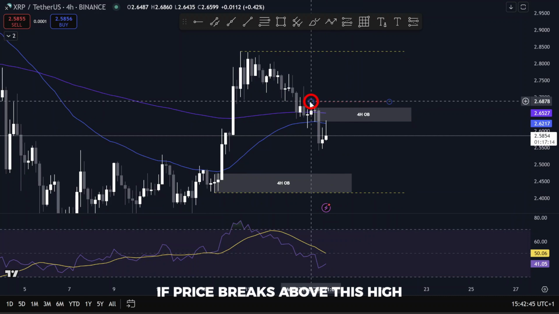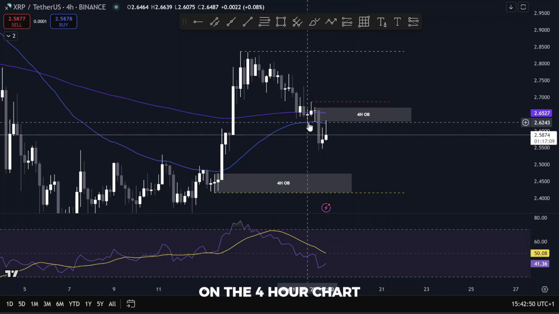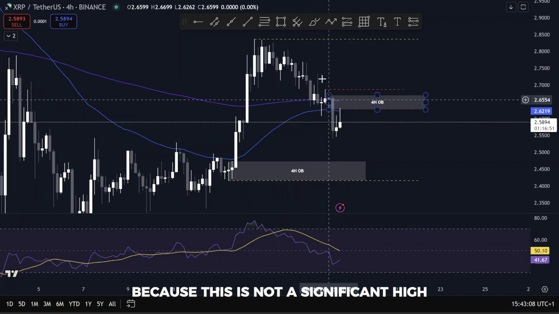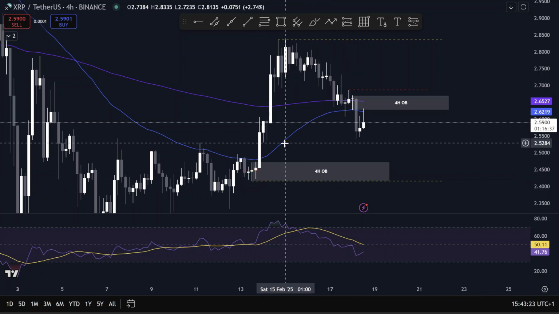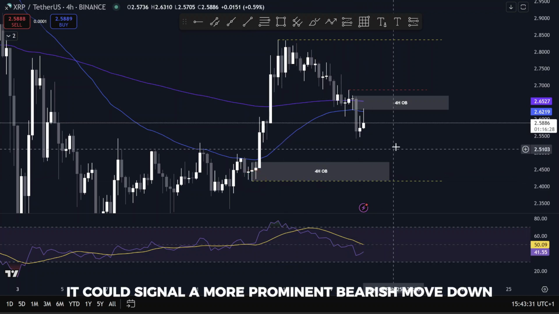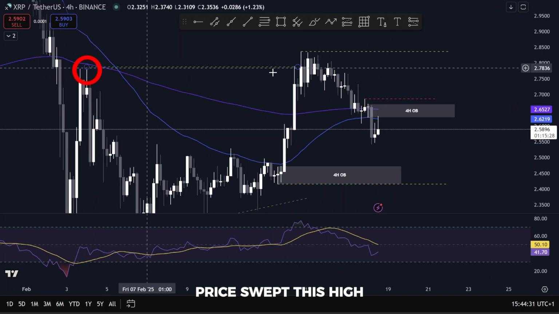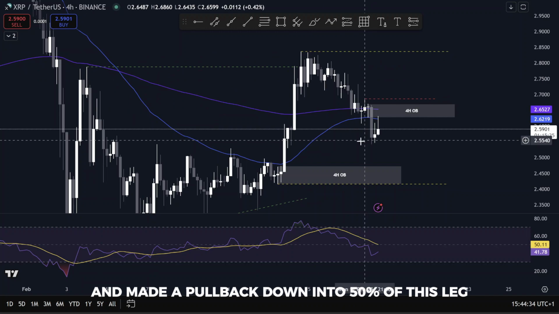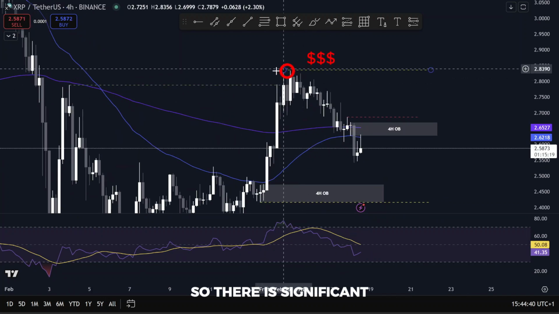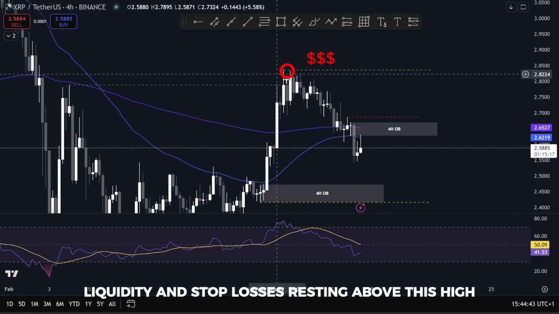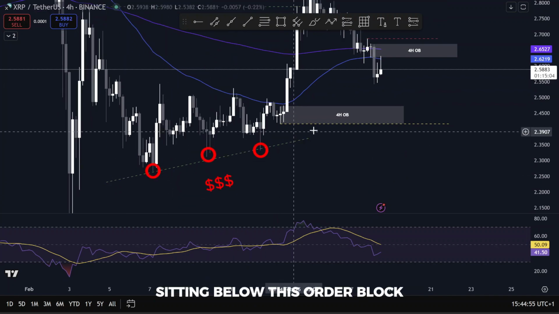If price breaks above this high, it could signal short-term bullishness on the 4-hour chart, because this is not a significant high. On the other hand, if we break the low down here, it could signal a more prominent bearish move down. Liquidity pool wise, price swept this high and made a pullback down into 50% of this leg. So there is significant liquidity and stop losses resting above this high. And we have trendline liquidity sitting below this order block.